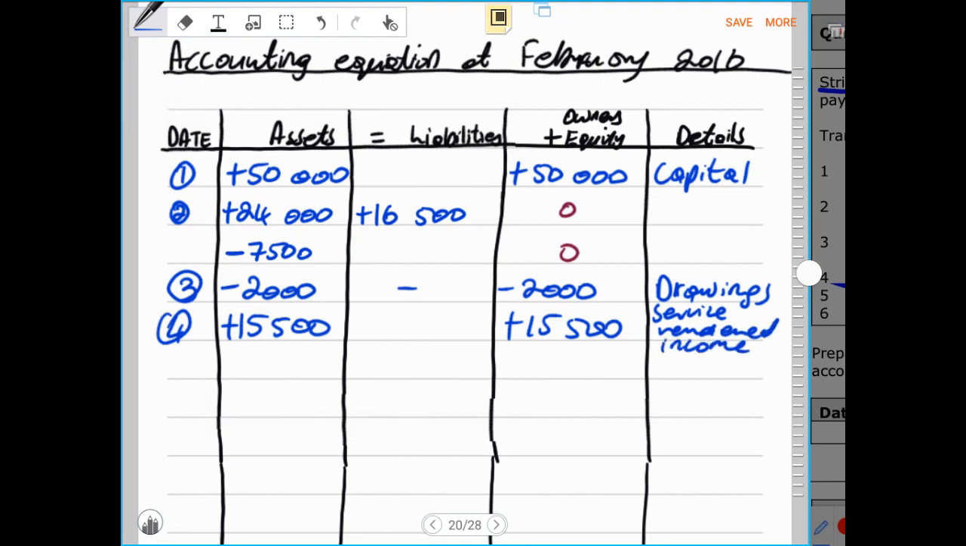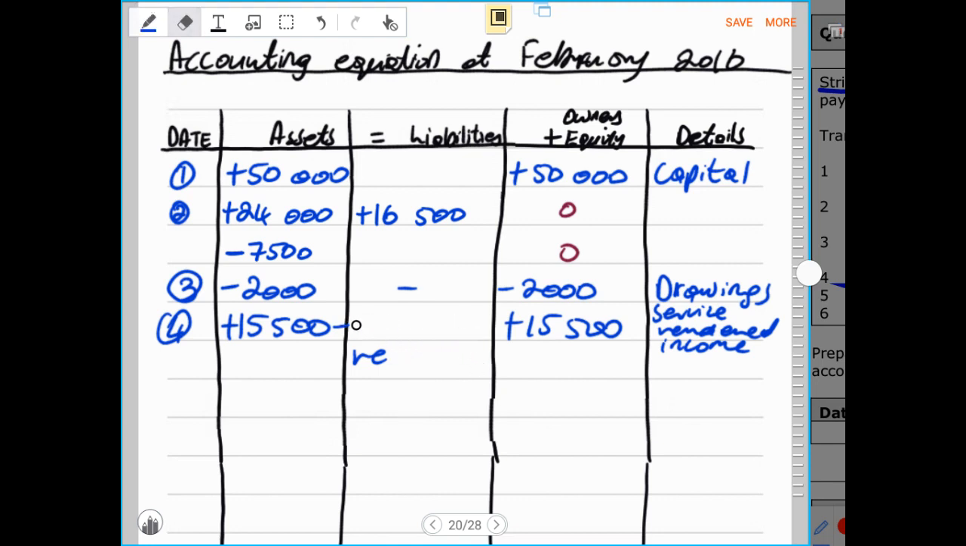Or even if you just say landscaping income, because that was an income from the landscaping service. So now this will be increasing the assets, which is account receivables. Remember, this is account receivables. Just for you to get this, account receivables is an asset, as I told you that assets are increasing in this case.